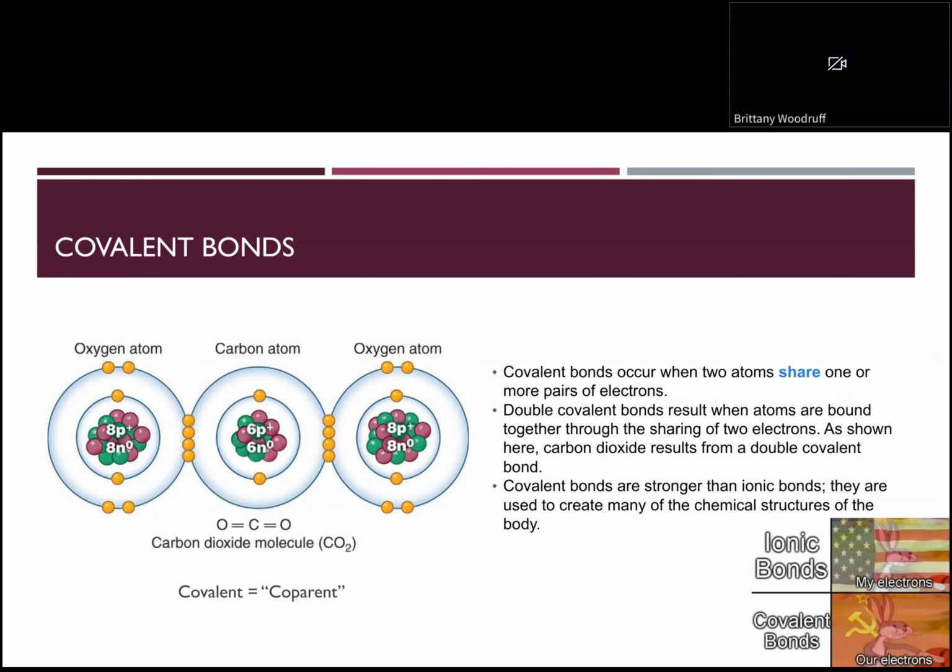But sometimes you have atoms that are like, I don't want to take it over entirely by myself, but I do need to fill up. So they end up sharing. Covalent bonds are formed when two atoms share pairs of electrons. Covalent, co-pairing. They are co-parenting those electrons. Something like carbon dioxide: carbon's not particularly aggressive, oxygen's not particularly aggressive, so they just share it.